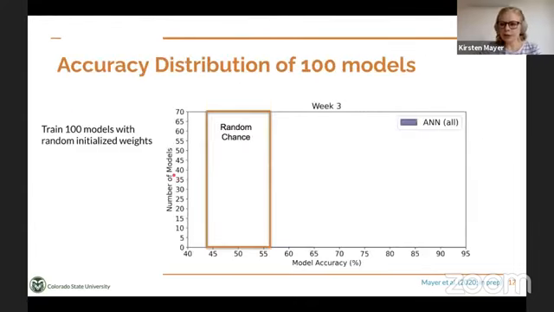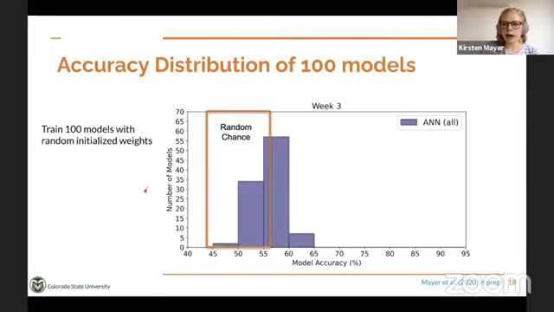So in order to make sure that this wasn't just a fluke on one model, we actually trained this model 100 different times with random initialized weights. And we wanted to see how the accuracy changed when we look at no confidence whatsoever, and when we actually look at the 10% most confident predictions.